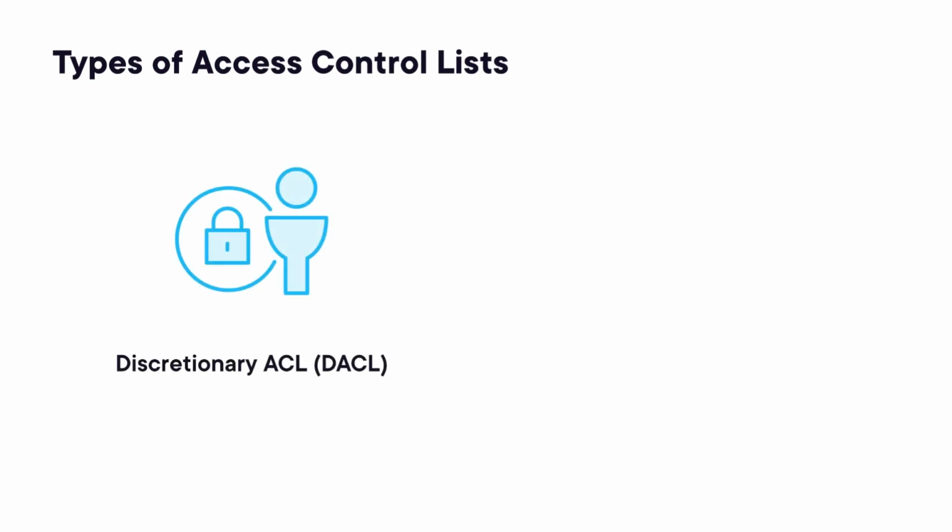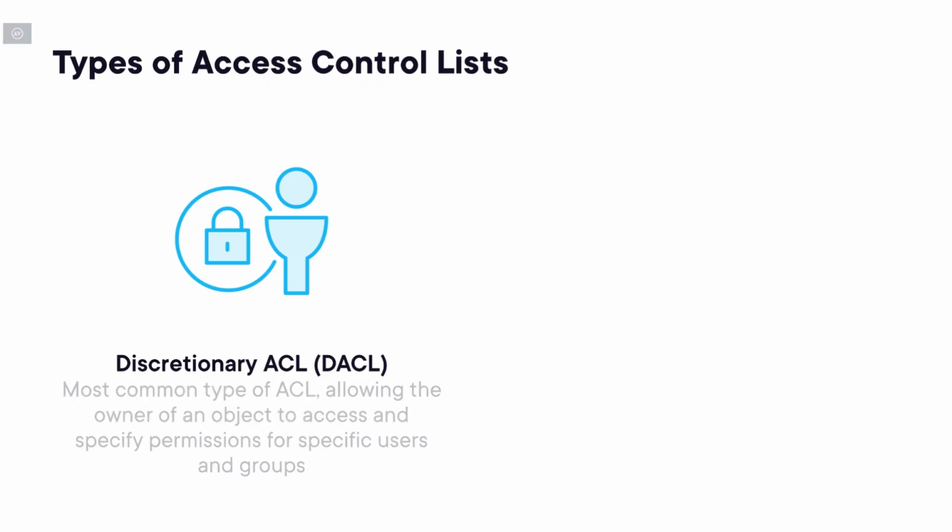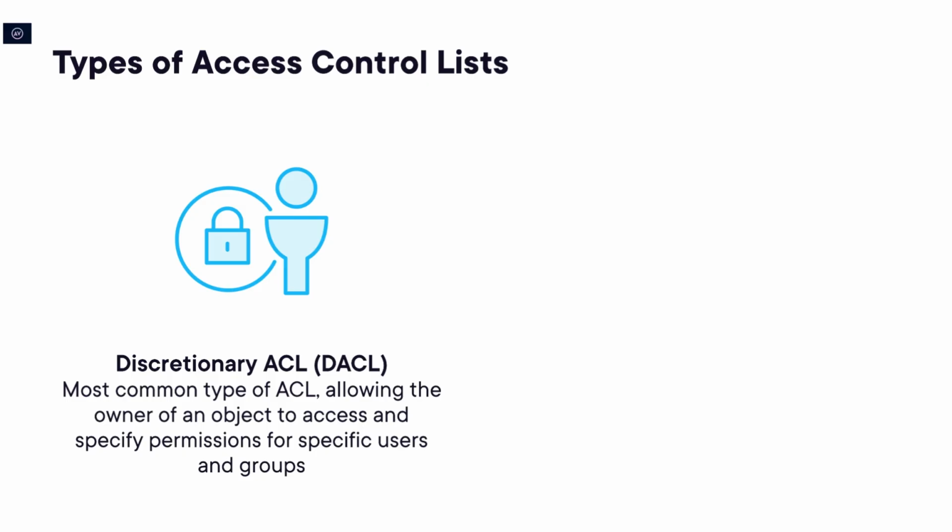Now we have a few different types of access control list. First, we have the discretionary access control list, or DACL, and that is really the most common type of ACL. It allows an owner of an object to specify permissions for specific users and groups. So the owner is able to determine what users have access and the level of access or permissions.